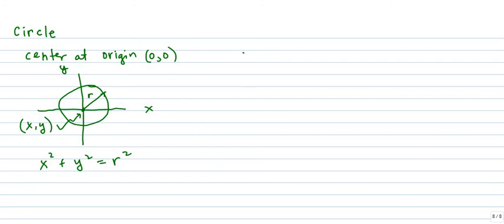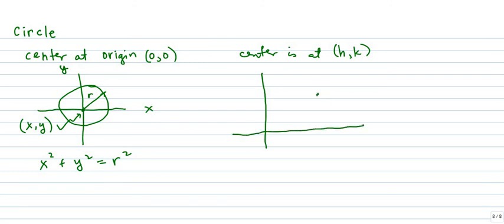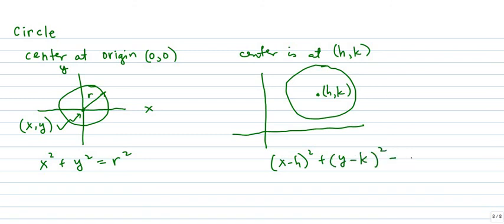Now what if the center is at (h, k) with radius r? So if for example this is our x and y coordinate, and the center is at this particular point, which is (h, k), we have our circle. So our general equation is (x minus h) squared plus (y minus k) squared is equivalent to r squared. So take note of that formula for the general equation of a circle.